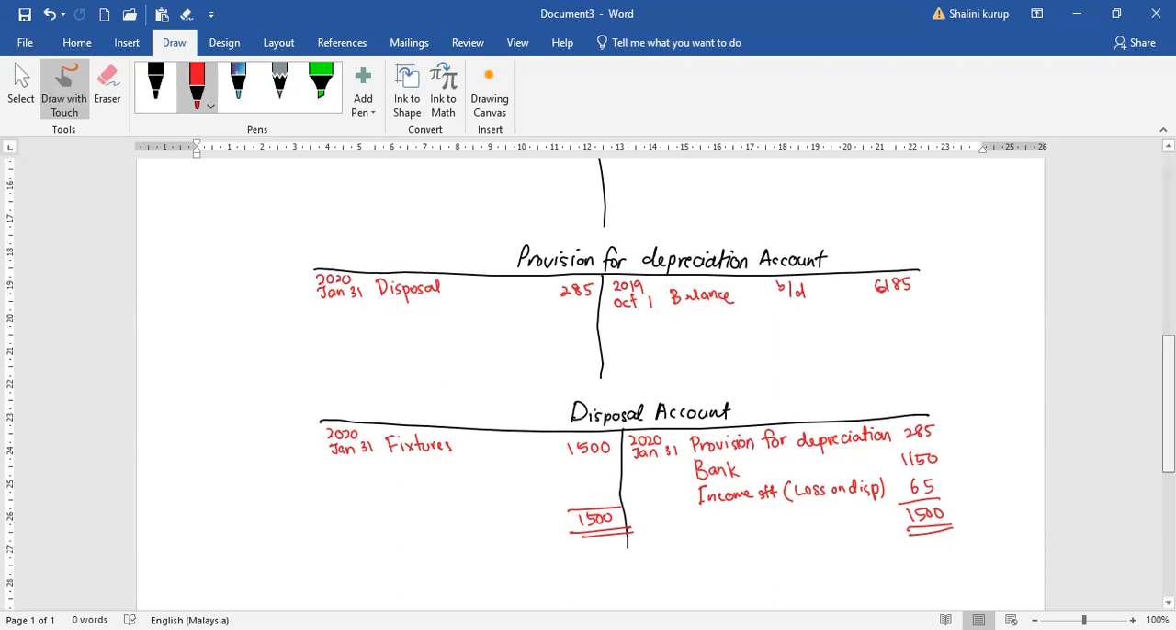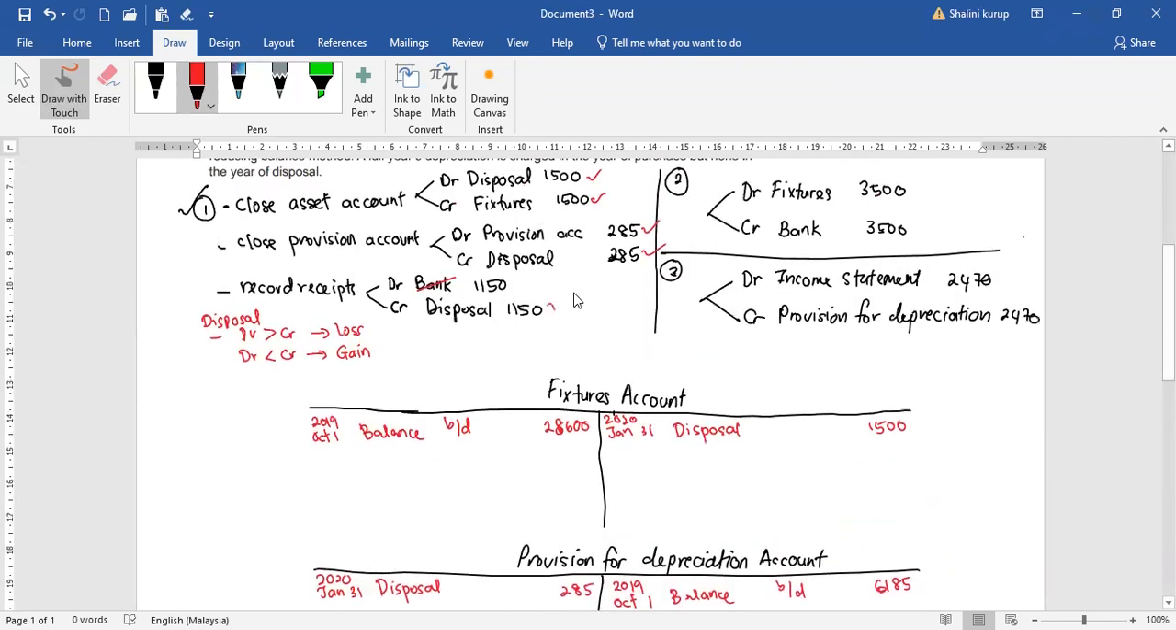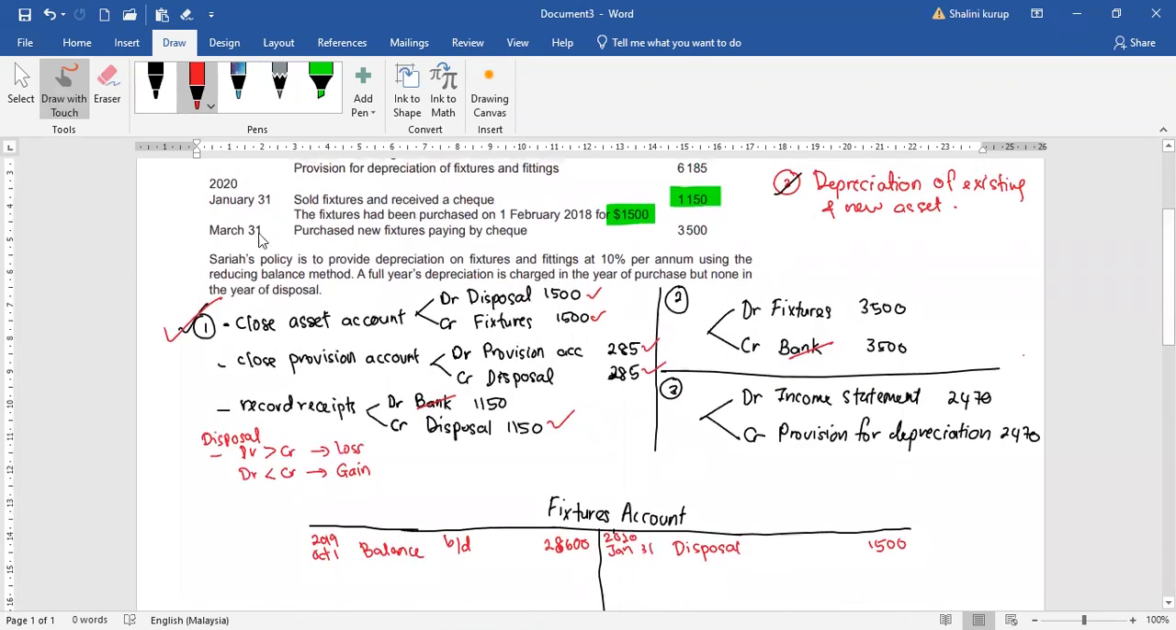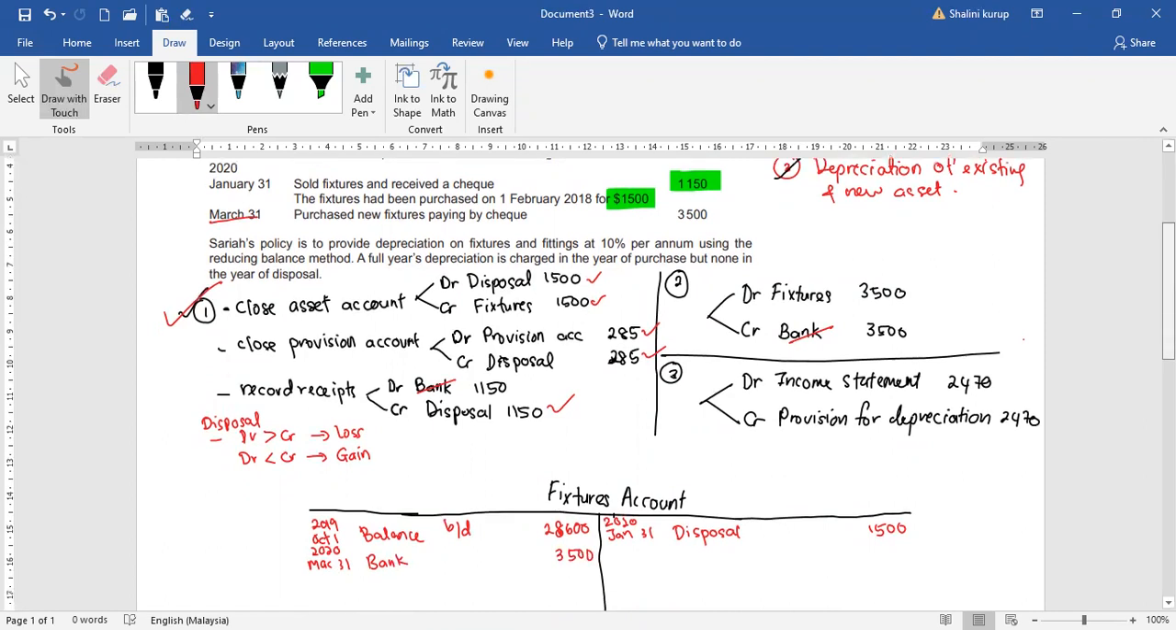Okay, now let's go further. We are done with both. That means in one word, we are completed with the first entry. Now let's go to the second entry. Again, we are not bothered about bank. Fixtures will be on the debit side. Now remember, now the date has changed. This is March 31st on the debit side. So you just have to write 2020 March 31st. You just write here bank. And you are adding the new vehicle, new fixtures here. So that's it. You're done with this.